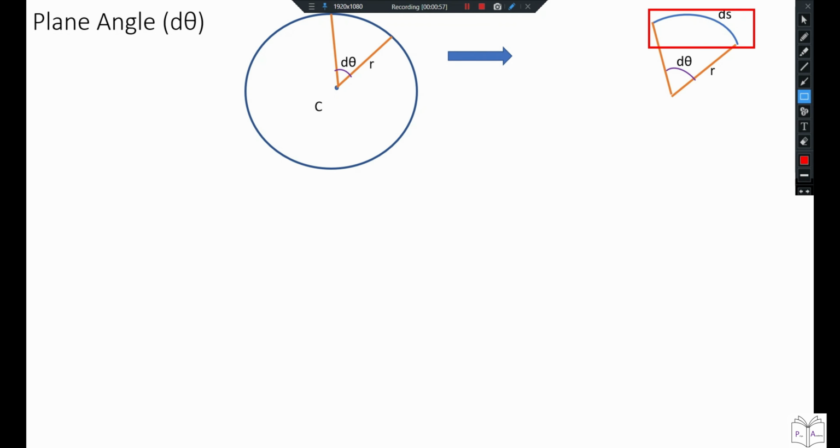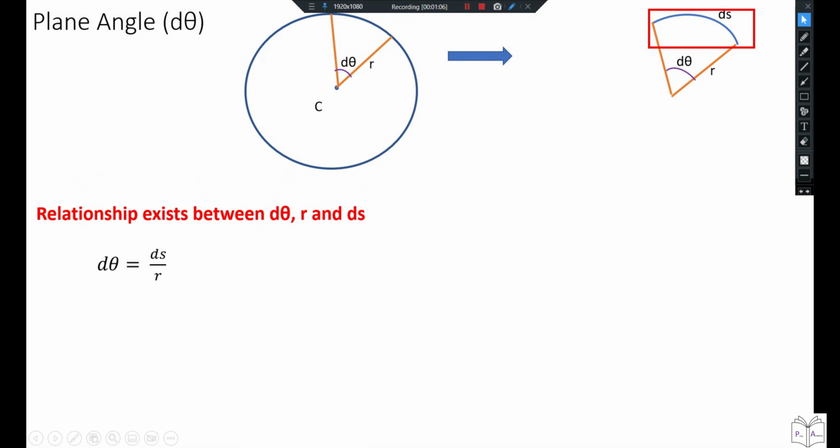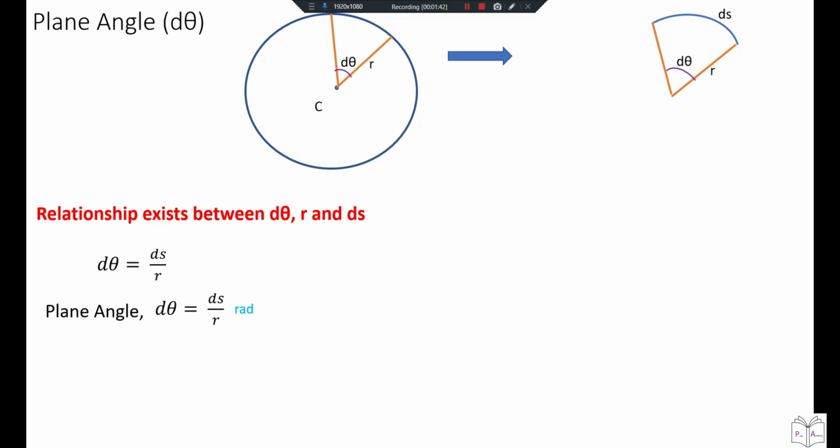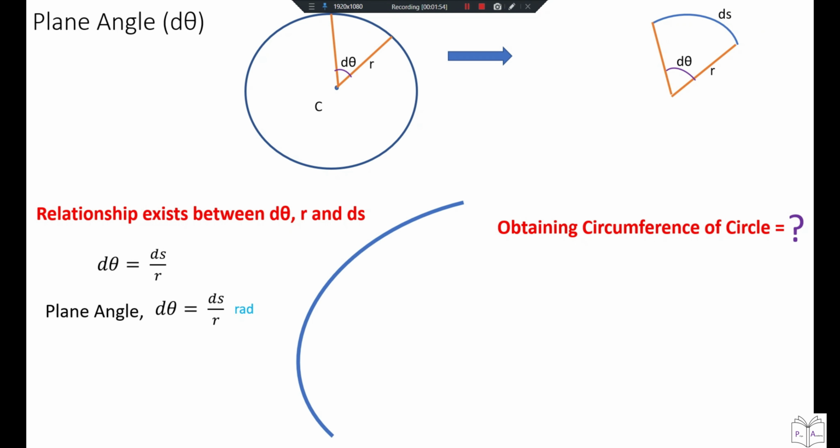Then there exists the relationship between these three, that is d theta equal to ds divided by r. This d theta is called plane angle. So plane angle is defined as the ratio between ds and r. This plane angle is expressed in radians, and this formula is very much important because from this only we will obtain the circumference of the circle formula. How? We will see now.